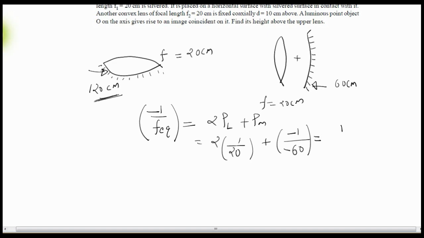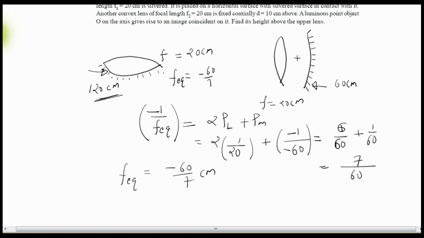This expression will be solved. It will be 1 by 10 plus 1 by 60. You can multiply 6 in numerator and denominator, so denominator will become 60. Now LCM will be 60 and numerator will be 6 plus 1, which is 7. Hence the equivalent focal length is coming out to be minus 60 by 7 centimeter. So this lens has a resultant focal length F equivalent of minus 60 by 7 centimeter. The minus sign in the focal length implies that this is effectively a concave mirror.